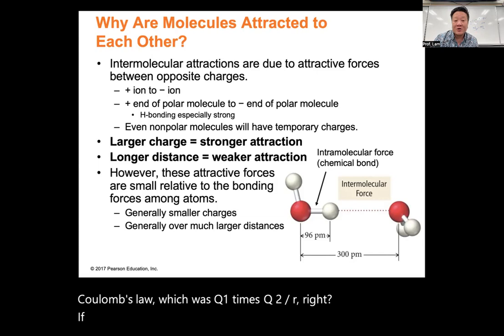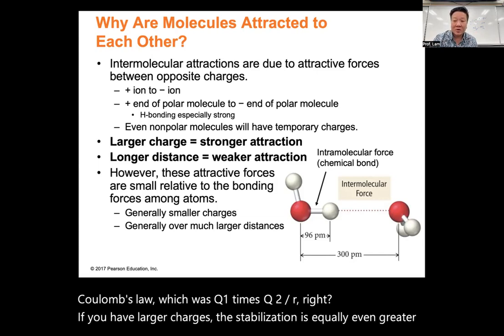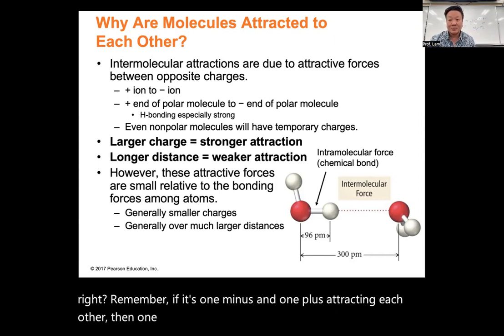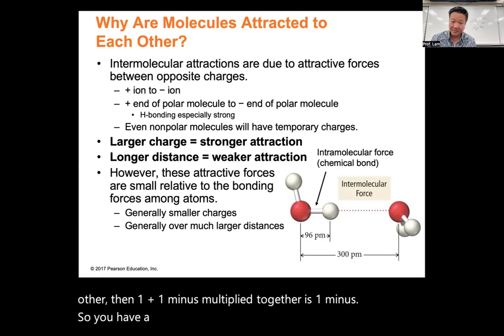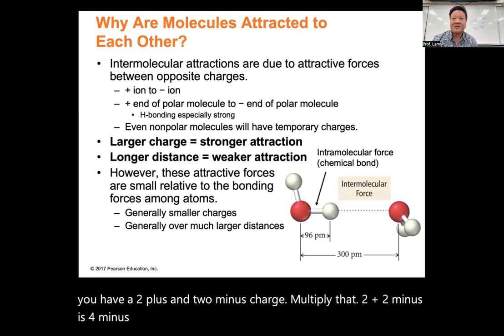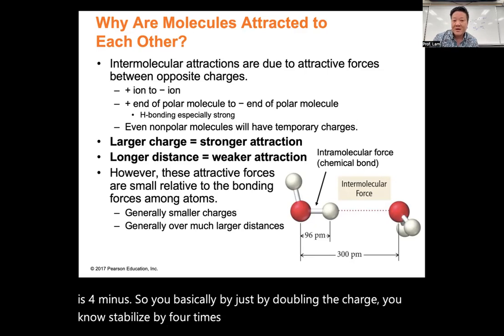If you have larger charges, the stabilization is even greater, right? Remember, if it's 1 minus and 1 plus attracting each other, then 1 plus times 1 minus multiplied together is 1 minus. So you have a 1 minus stabilization. But if you double that, now you have a 2 plus and 2 minus charge. Multiply that. 2 plus times 2 minus is 4 minus. So by doubling the charge, you stabilize by 4 times, right? So you lower the potential energy by 4 times.